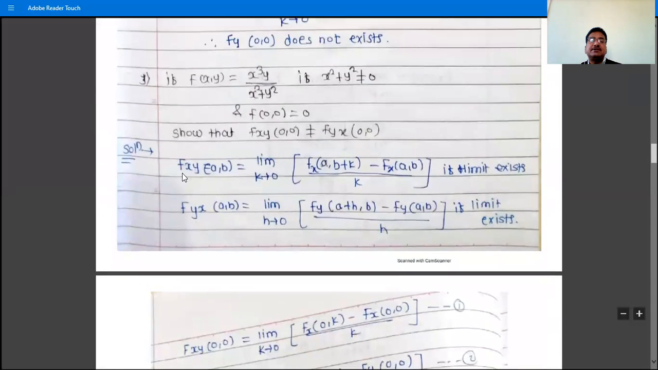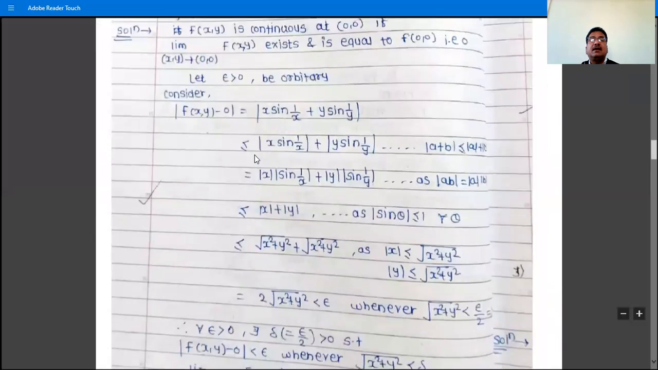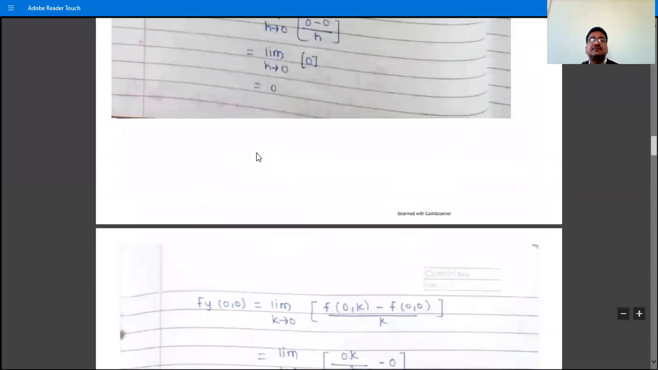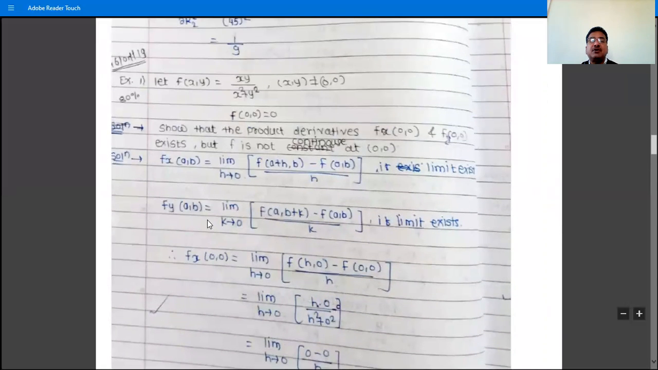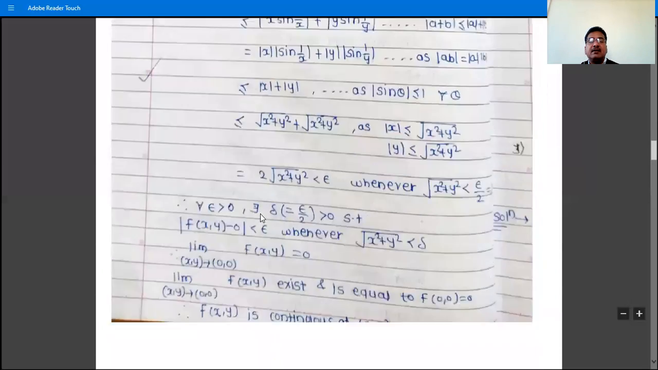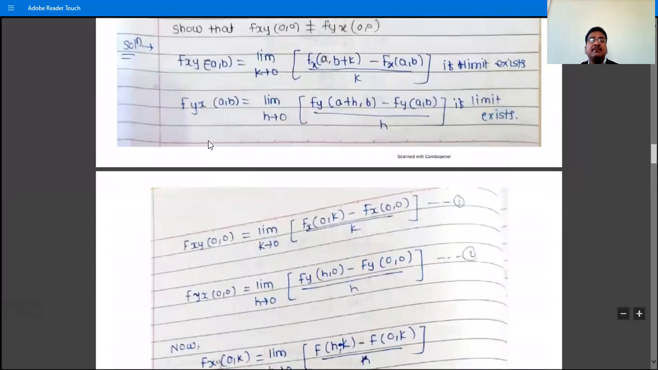So observe this definition. fxy means the derivative of fx with respect to y. And what is the definition of the derivative of f with respect to y? This is the definition of f with respect to y. And we have to write the derivative of fx with respect to y. Just replace f by fx. So limit k tends to 0 of fx(a,b+k) minus fx(a,b). This is the definition of f with respect to y. And what is the meaning of fxy?